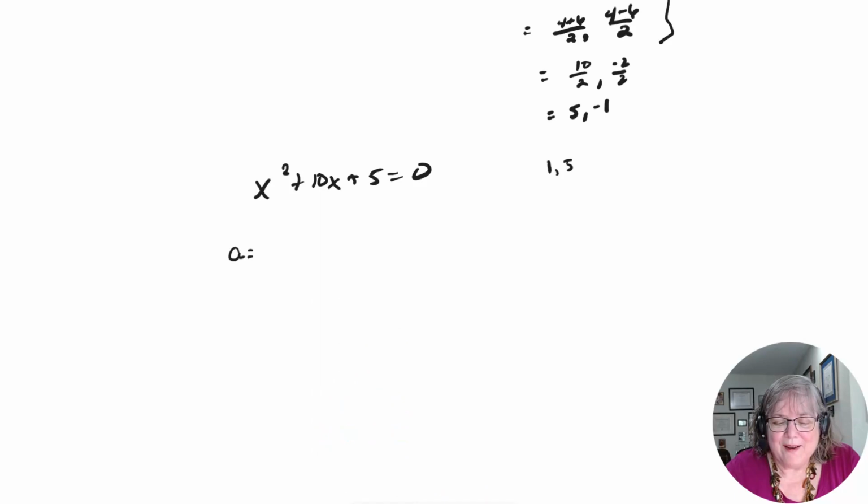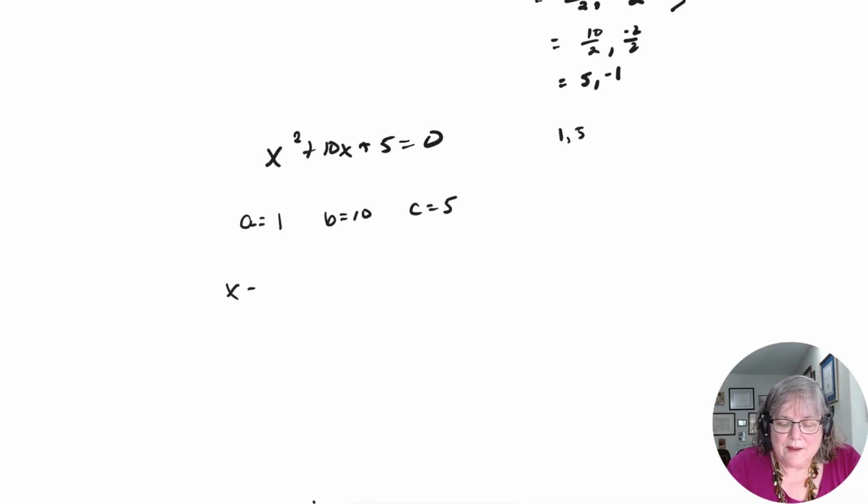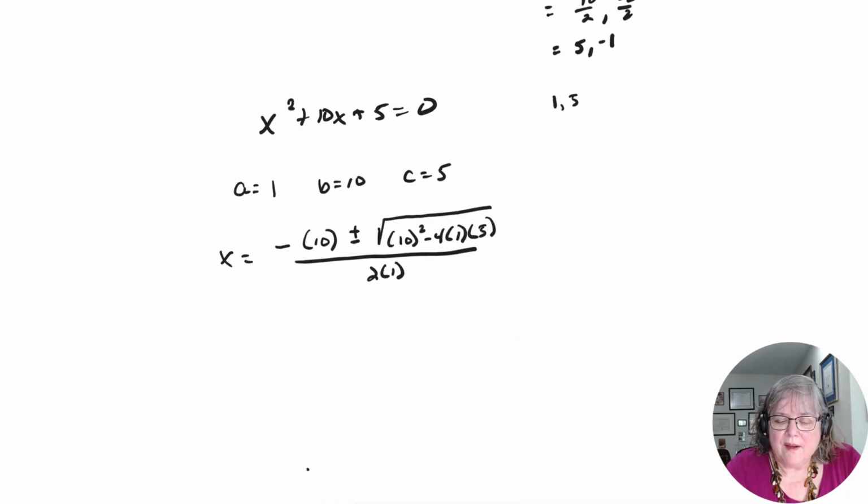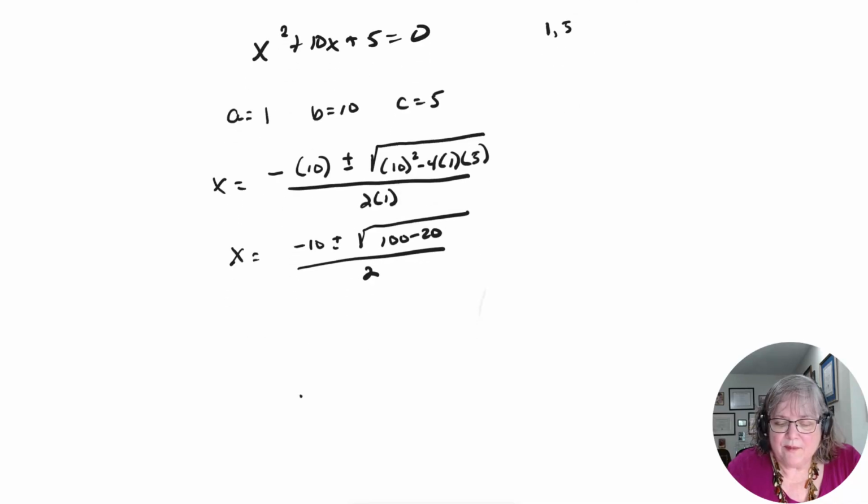Okay, here we go. So a is 1, b is 10, c is 5. So x is minus, in this case, b is 10, plus or minus the square root of 10 squared minus 4 times 1 times c, all over 2 times a. Now, it's a good habit to get into with those parentheses. It'll save you some pain. So it's minus 10 plus or minus the square root of 100 minus 20, over 2.